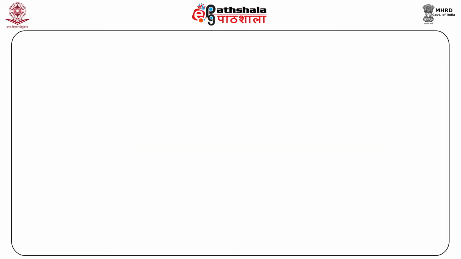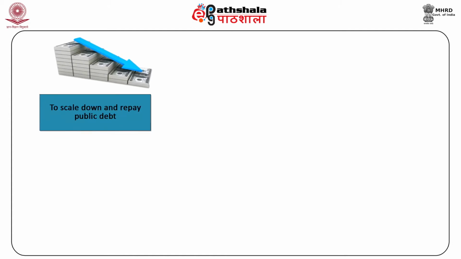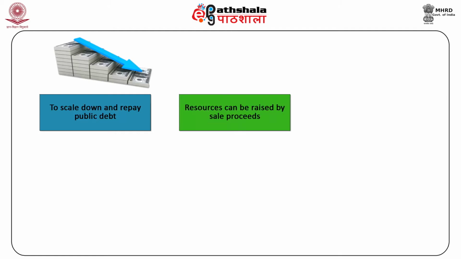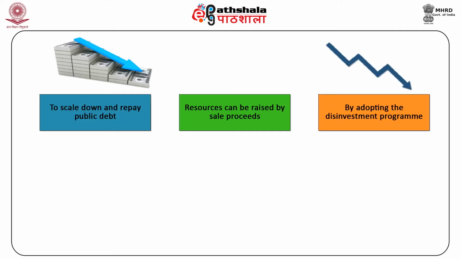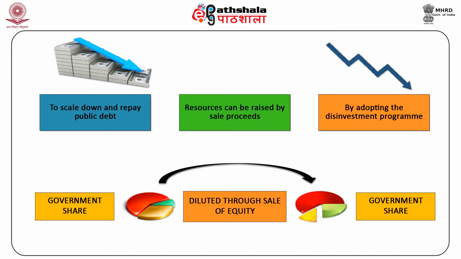Another way to raise resources is through disinvestment. To scale down and repay public debt, resources can be raised by sale proceeds by adopting the disinvestment program of public enterprises. Under this program, the government share in public enterprises is diluted through sale of their equity in the market to the private sector.